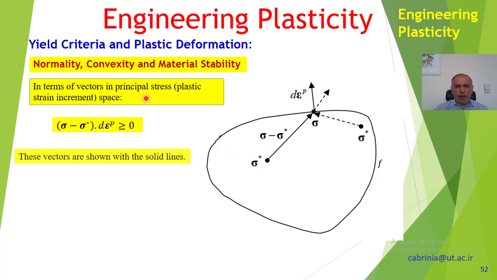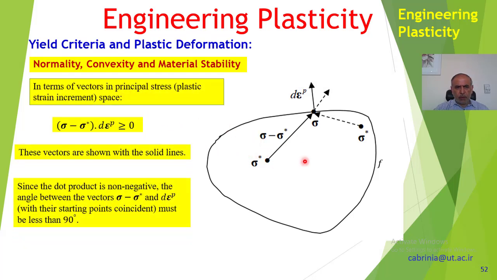In terms of these vectors, principal stress and plastic strain increment, we have this equation for stability. This is the Drucker postulate, sigma minus sigma star dot d epsilon p. This is the Drucker postulate for hardening material. And so this must be positive. This dot product must be positive.